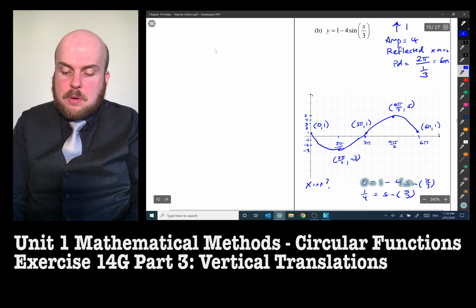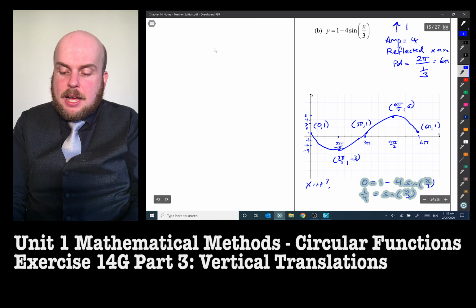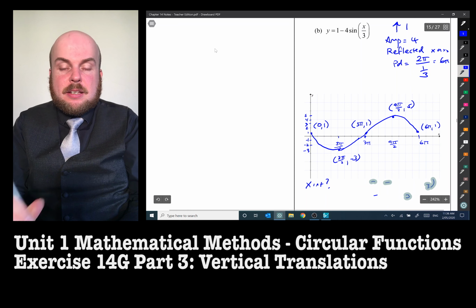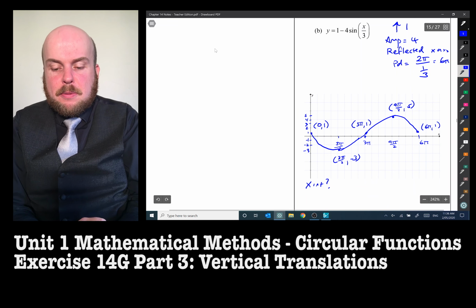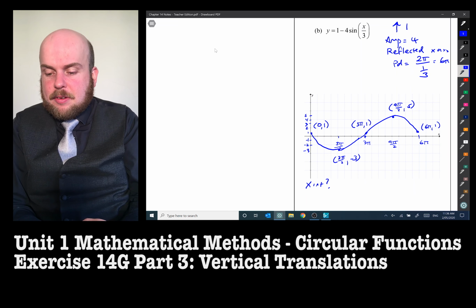So don't worry about that whatsoever. Unless you've been asked to use the calculator and to use decimal places, then yes, by all means. But then you could just do the calculator for everything.